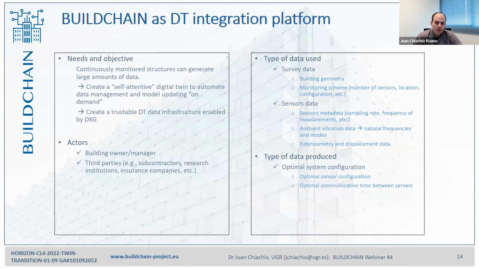The data that we will produce and push into the BUILDCHAIN platform is of different types, but one of them is the optimal sensing configuration. You can imagine in a big building or a big bridge, we don't have just 2 or 3 sensors. There is a sensing system, so the configuration of this system is complicated. One of the things we need to produce is how to configure this sensing system in real time or almost real time, plus the information about the diagnosis and prognosis of damage of this structure.